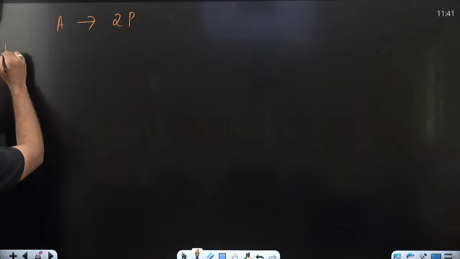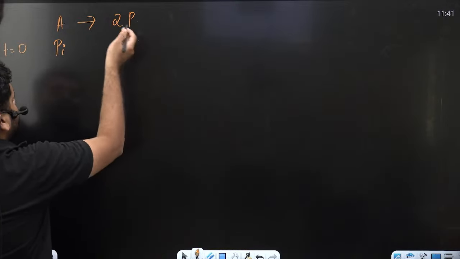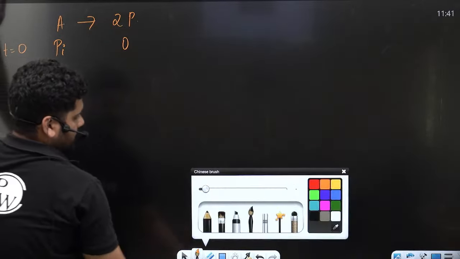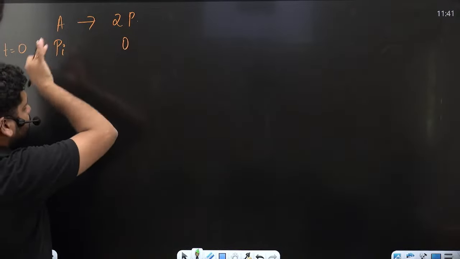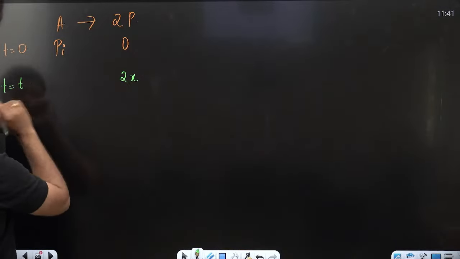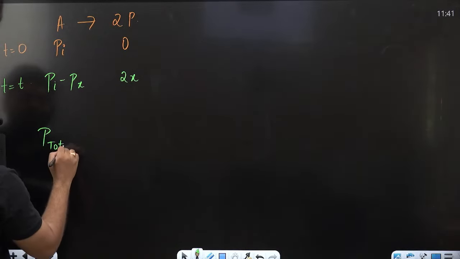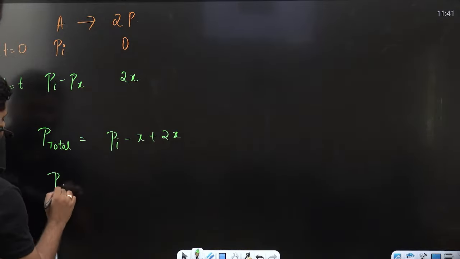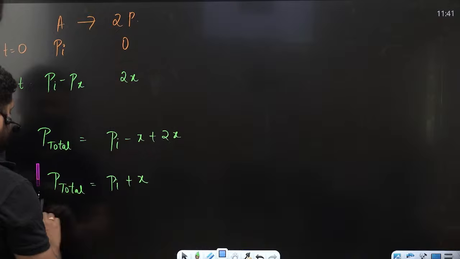Now let us consider that when time is equal to 0, the initial pressure of A is Pi. At initial time, the pressure of 2P is going to be 0, because the reaction has not yet started. At some time t, let us say the reaction is moving in the forward direction, the pressure of P would increase by 2x. How much is left over here? Pi minus x. So P total is going to be Pi minus x plus 2x. This would be P total is equal to Pi plus x, right? So this is the value of P total.